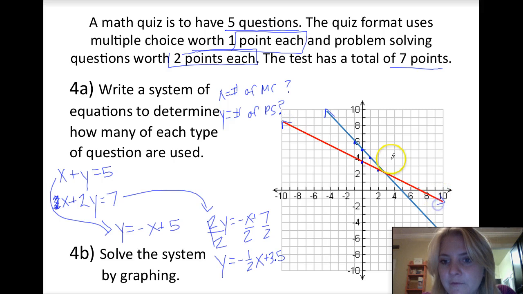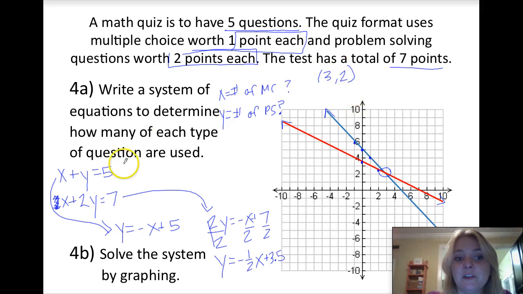Alright, so it's represented in red. So our point of intersection appears to be at the ordered pair 3, 2. Now once again we can check this. So x value 3, y value 2, 3 plus 2 does in fact equal 5. And then we have 3 plus 2 times 2 equals 7. So 3 plus 4 equals 7, which is true as well.